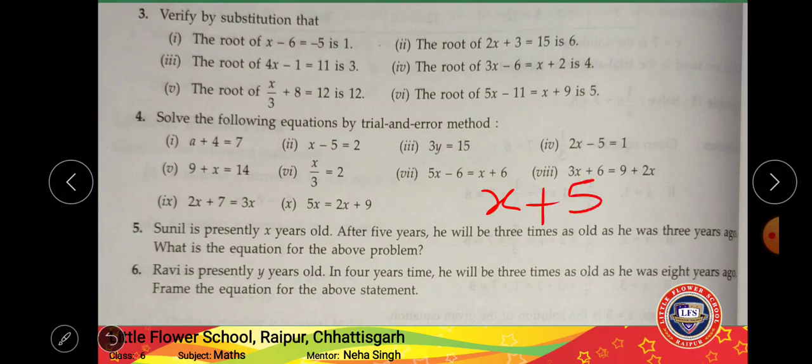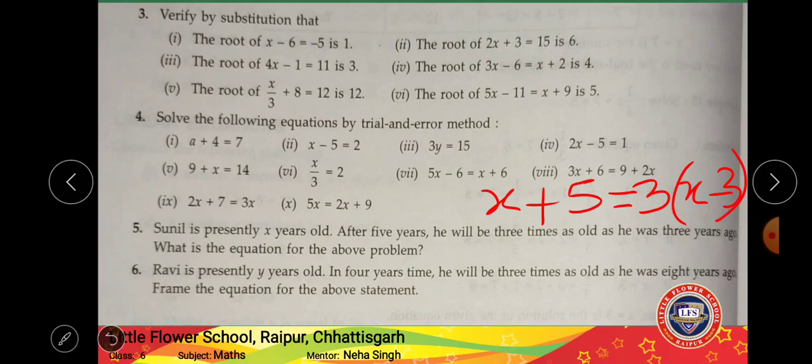He will be, after 5 years, 3 times as old as he was 3 years ago. Your age is 10 presently. What was your age 3 years ago? If I ask you your age 3 years ago, what will you say? 10 minus 3. When it is about 3 years ago, you subtract 3. Similarly, here 3 years ago means from the present age, that is x, I will subtract 3.